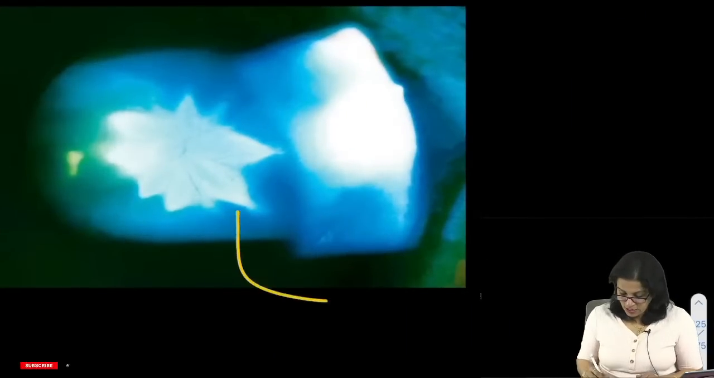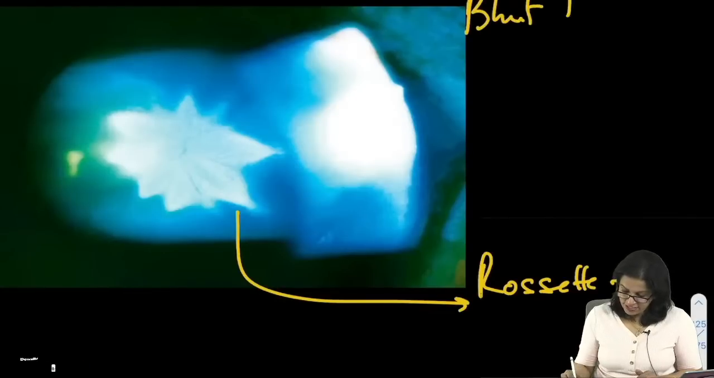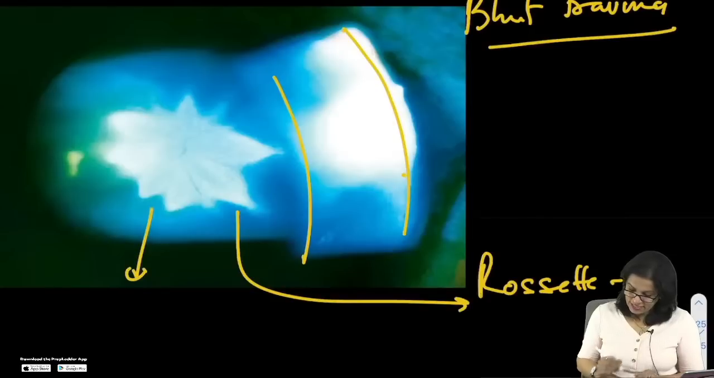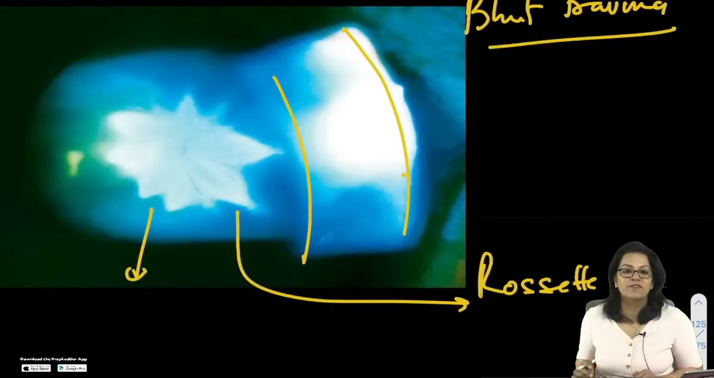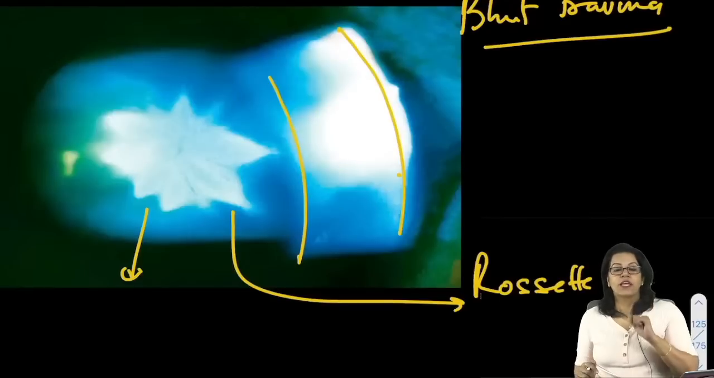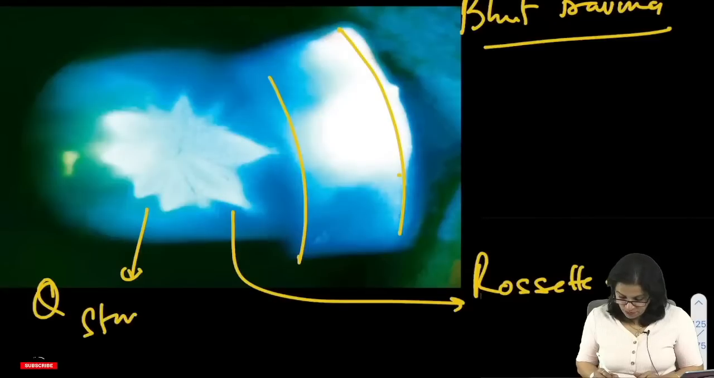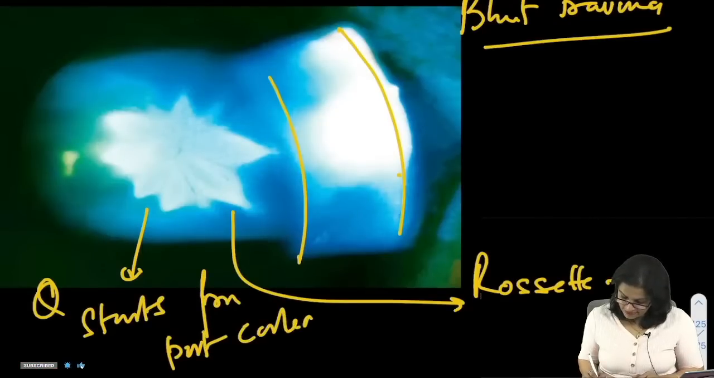What are you looking at here now? This is a rosette shaped cataract. Rosette shaped cataract is a feature of blunt trauma, which is concussion injury. This is again the slit, as you can see, and the opacity under this is your rosette shaped cataract. It is a feature of blunt trauma. A question: this starts from which part of the lens? You will answer, it starts from the posterior cortex.